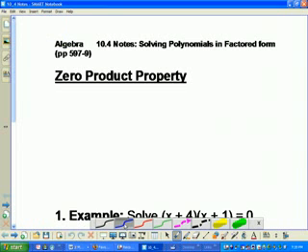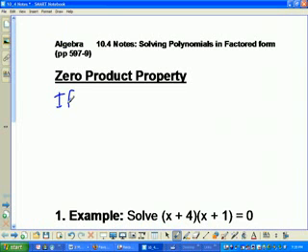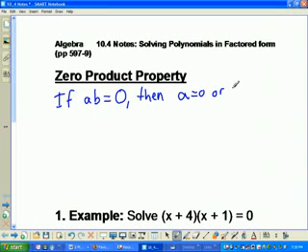When we use the zero product property, it's saying this: if I multiply two numbers and they multiply to zero, then either the first number is 0 or the second number is 0. That's all the zero product property says. You multiply two numbers, you get 0. One of those numbers has to be 0, or both of the numbers could be 0.